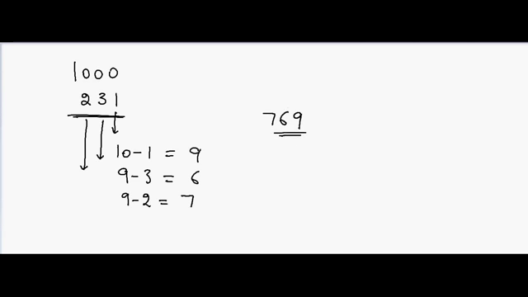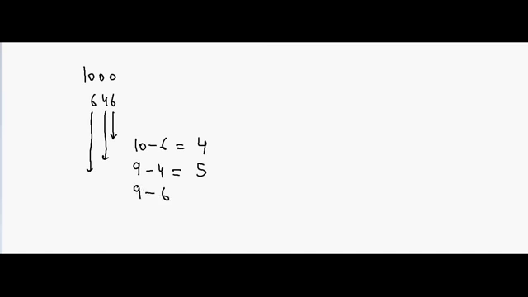Again, if I have 1000 minus 646, in that case I'll take the 6. 10 minus 6 is 4, then I'll take the 4. So 9 minus 4 is equal to 5, and then I take the 6. So 9 minus 6 is equal to 3. So the answer is 354. So this method can be very helpful if we are in the exam or day-to-day calculation.